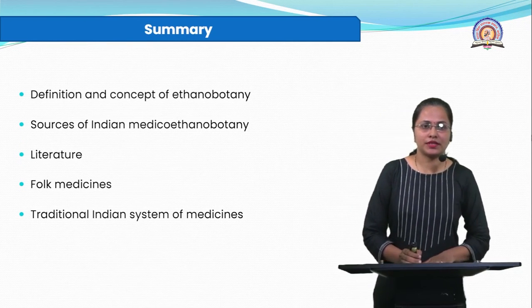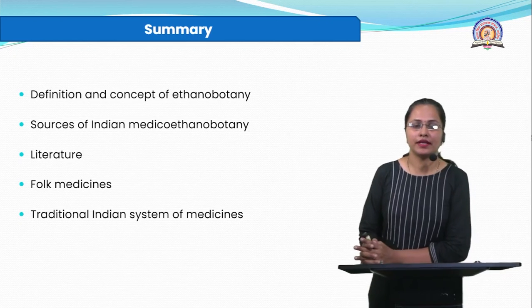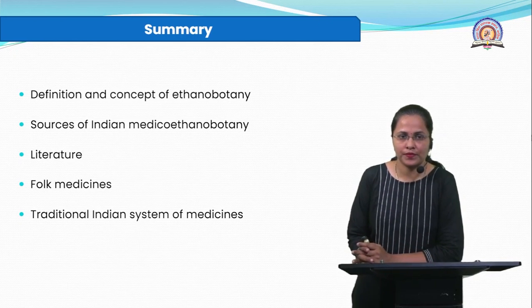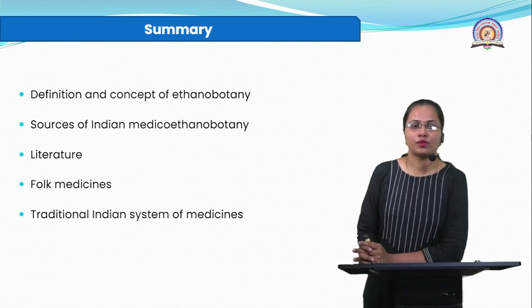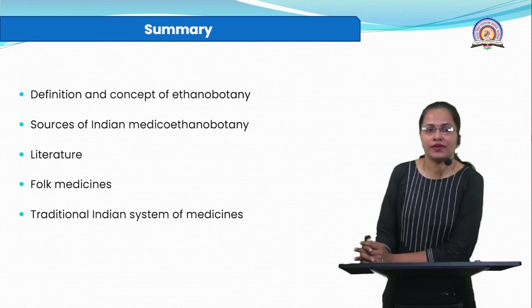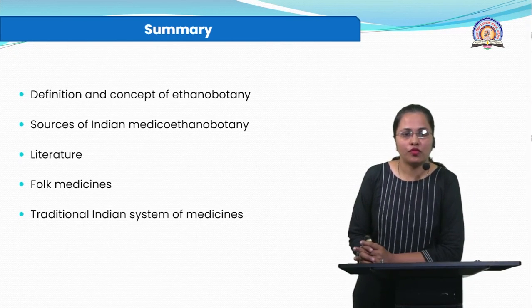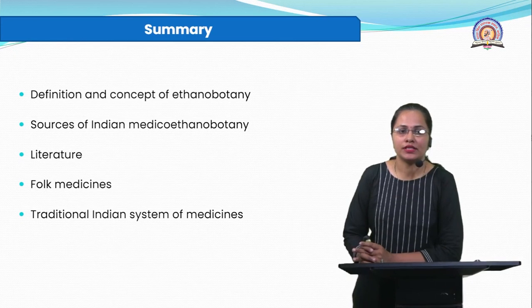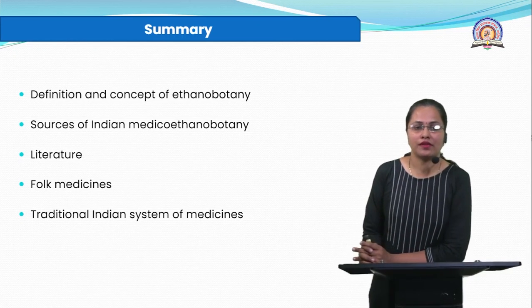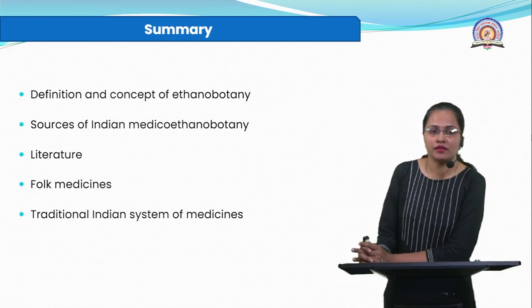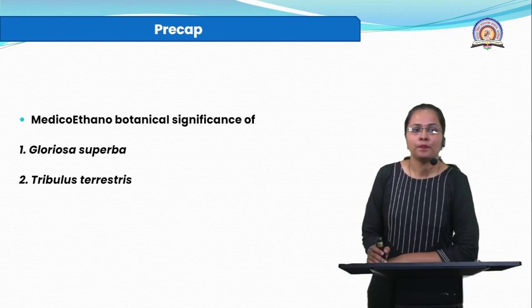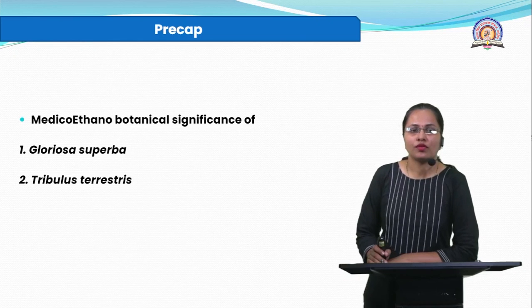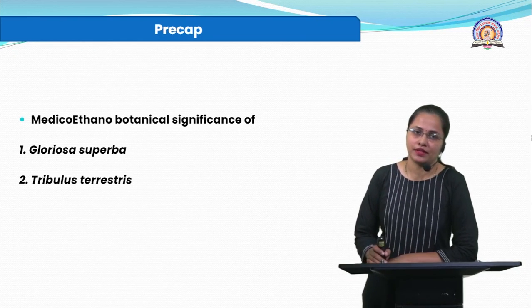Finally, we'll reach the summary of the lecture. In this lecture, we have studied the definition and concept of ethnobotany. We have studied the sources of Indian medico-ethnobotany, and we have studied different literature which originated in India as well as in the world. We have studied the folk medicine system, and the traditional Indian systems of medicine. Within that, we have studied the Ayurveda, Siddha and Unani systems of Indian medicine. In the next lecture, we are going to see the medico-ethnobotanical significance of Gloriosa superba and Tribulus terrestris.